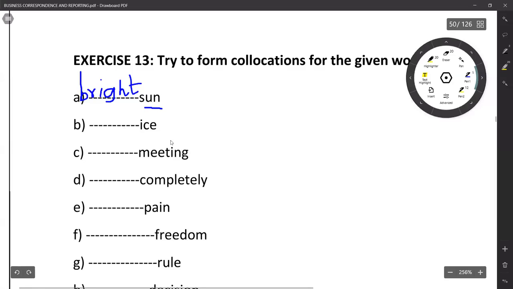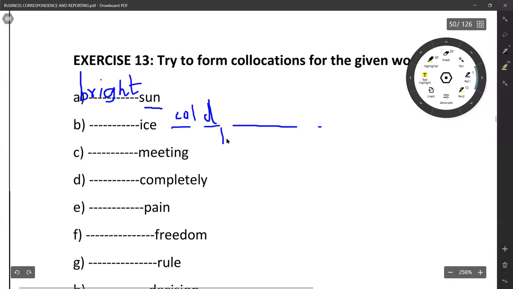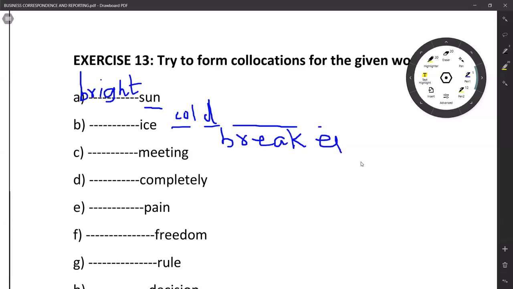Ice. It can be after it also. Stone ice? What is stone ice? Ice cream. Cold ice, no, it will not make sense. Ice cold, yes. Ice cold water. That's good. What else? Can I say icebreaker, guys? Icebreaker. The first day of the session. Good. Ice cubes. Good. Right.